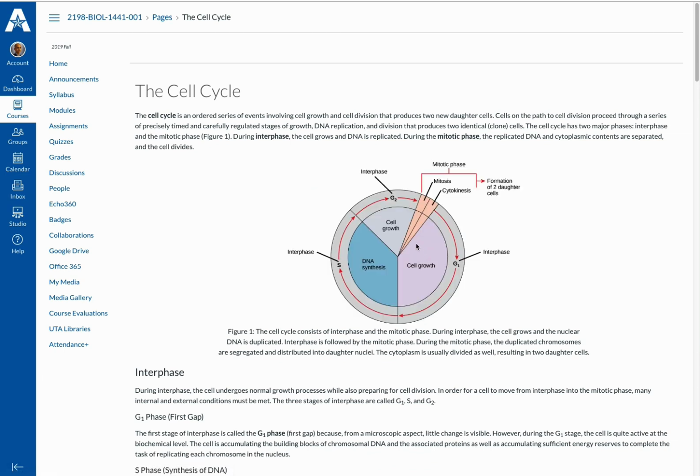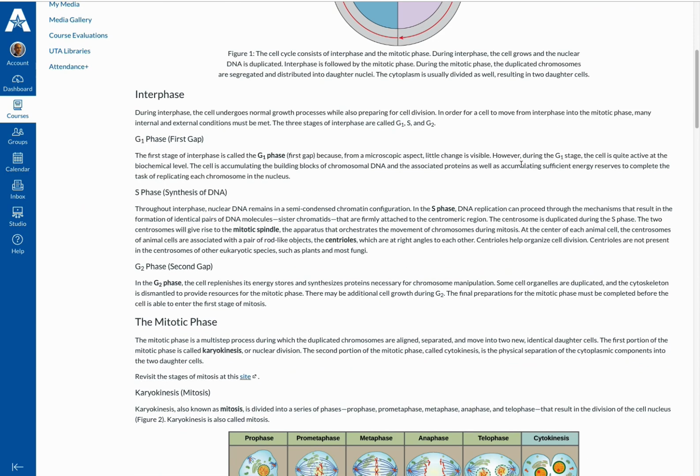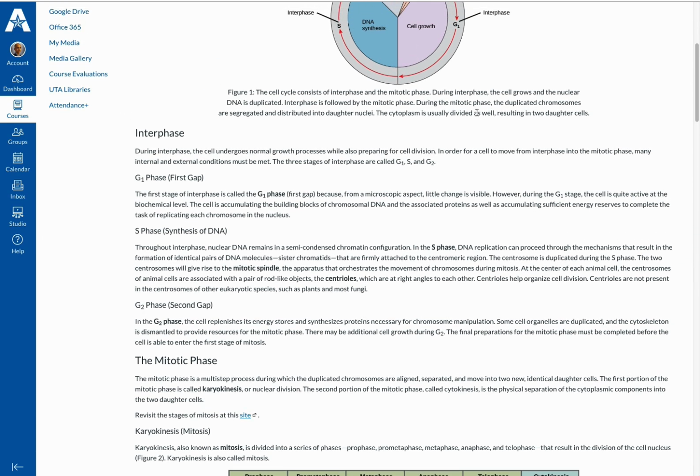Okay, so the cell cycle has several phases. The majority of the time, the cell is in interphase, where it grows and replicates DNA. The mitotic phase, or M phase, is the actual cell division phase, and it's a very small part of the cell cycle. So the G1 phase is normal growth of the cell, just normal growth and function. S phase is when the DNA is replicated. Those sister chromatids are made during the S phase.